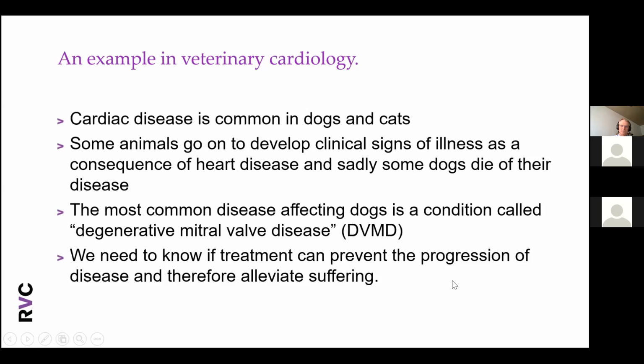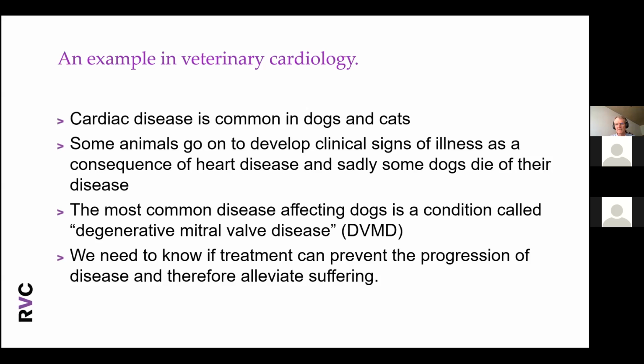Now, if we take an example from veterinary cardiology, the area in which I work, cardiac disease is very common in dogs and cats. They actually get somewhat different diseases to what humans do, but as you'll hear regularly, cardiovascular disease is also a common condition that affects humans. And in some of the conditions that dogs and cats get, their disease can progress, they develop clinical signs of illness, and unfortunately, many dogs who have significant cardiac disease die of that disease ultimately.